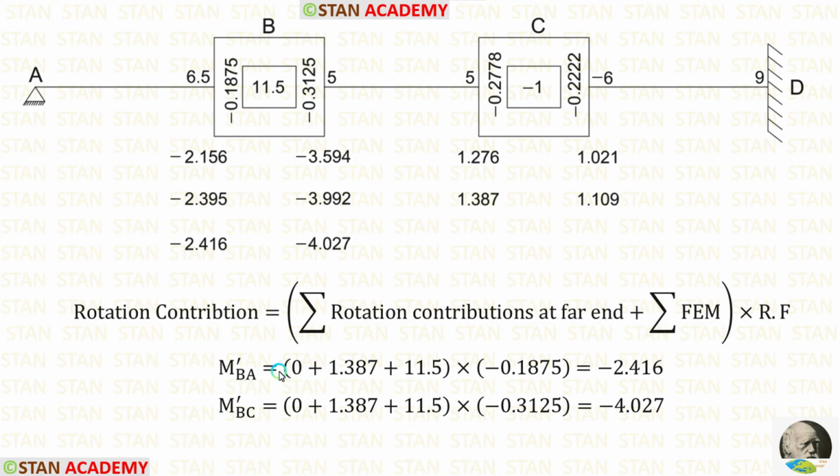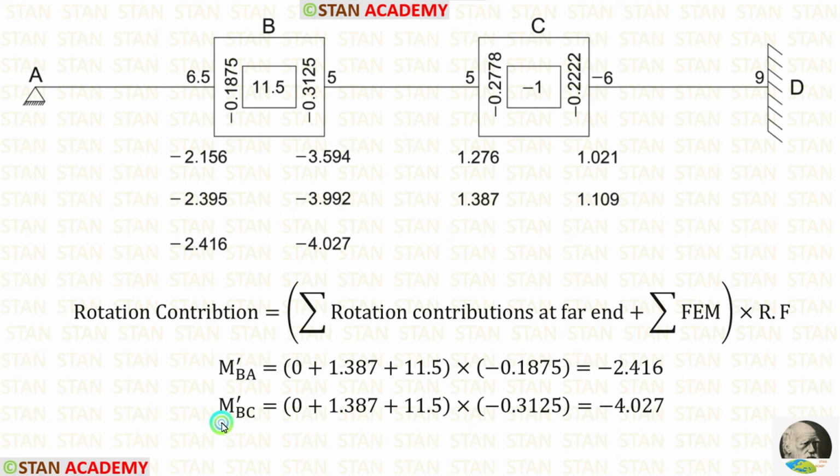In the third cycle, let us calculate M-BA. The rotation contribution in the point A is 0. The latest rotation contribution in the point C is 1.387. So the summation of rotation contributions at far end is 0 plus 1.387. The summation of fixed end moment is 11.5. The rotation factor for BA is minus 0.1875. After the calculations, we are getting M-BA.